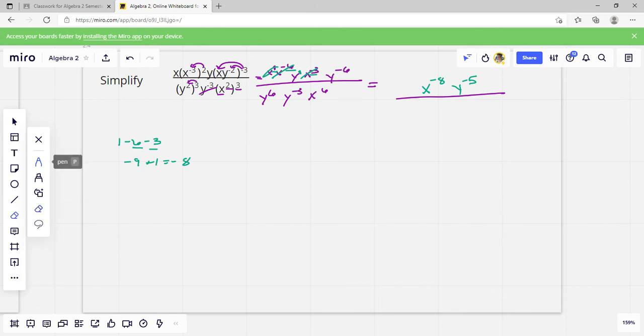Now for my bottom, I have y to the 6 and negative 3. That'd be 6 minus 3 is 3. And then this one I just have x to the 6. Let me swap those around. I'm going to put my x first, x to the 6. And then I've got y to the negative 3. Now it wants me to move all of that up to the top. Okay, so I'm going to move all those up to the top.